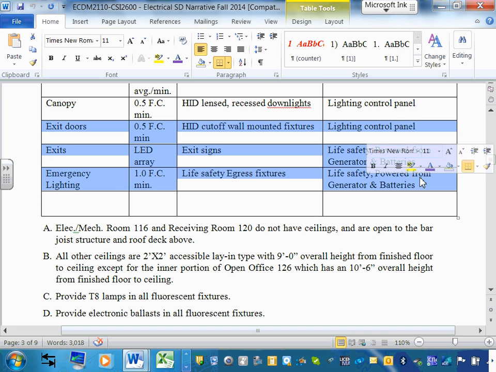Now, in addition to the general lighting system that you're going to be installing, you have to accommodate for the exit doors, the exit signs, right? And we need exit signs. We also need a big fixture right at the exit doors that gives you light so you can exit the building. And emergency light.